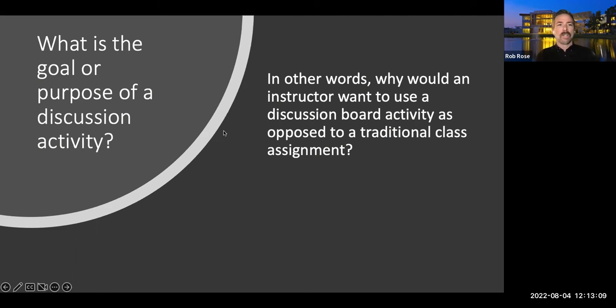So this leads us to consider the question that you see on the slide here. What is the goal or purpose of a discussion activity? Or in other words, why would an instructor want to use a discussion board activity as opposed to a traditional class assignment? And I bring this up because I know of some professors who want to get rid of discussion boards altogether, or who have gotten rid of discussion boards altogether in their online courses. And I want to stop as we get started with this conversation to reflect for a moment on why we do this thing in the first place.